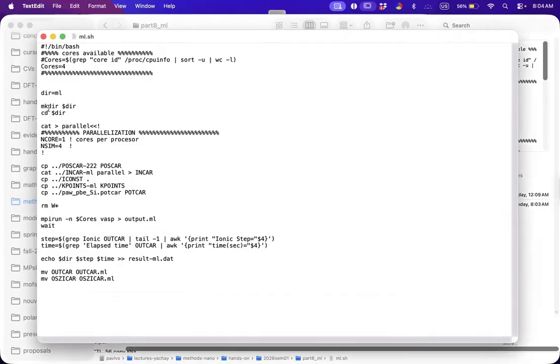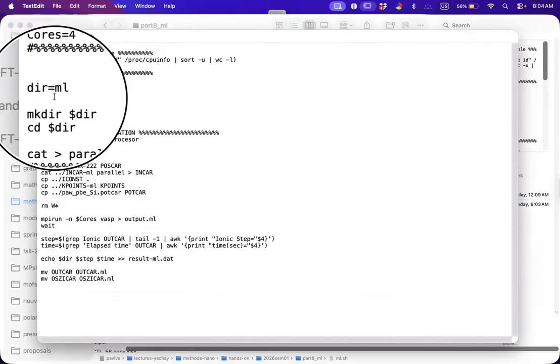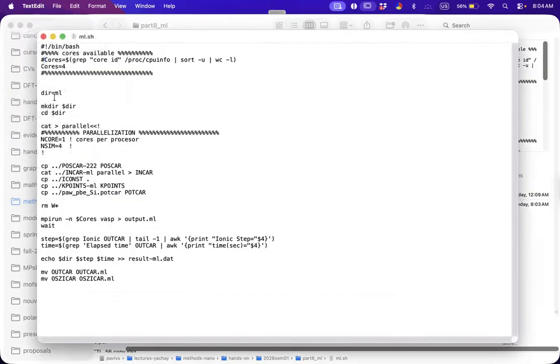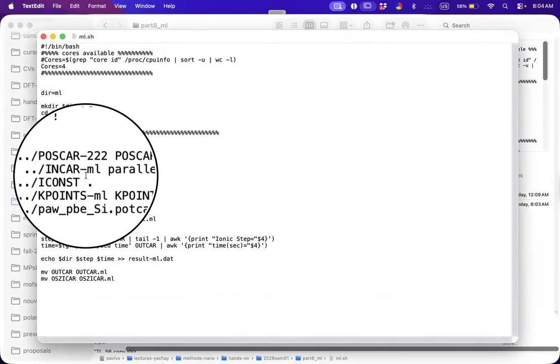So the first step that this script is doing is creating a directory called ml. Inside of this folder, part 8, there will be another folder we call ml. And as you can see, it's going to copy the POSCAR. So we're going to check this. What is this 2 by 2 by 2? We will check in a moment.